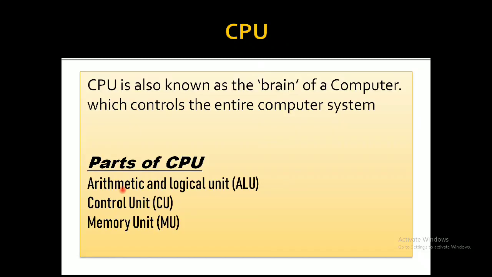Next we see the CPU. CPU is also known as the brain of a computer. Like you all have a brain, the brain of a computer is known as what? Yes, you were right, CPU. The parts of the CPU are divided into three different categories: the arithmetical and logical unit, the control unit, and the memory unit. The arithmetical and logical unit does only the mathematical work, the control unit controls all the other parts of the computer, and the memory unit is the memory of the computer, like hard disk, RAM and ROM.